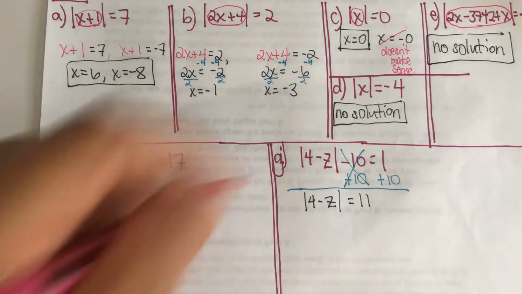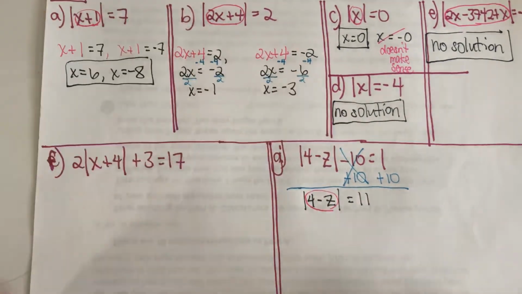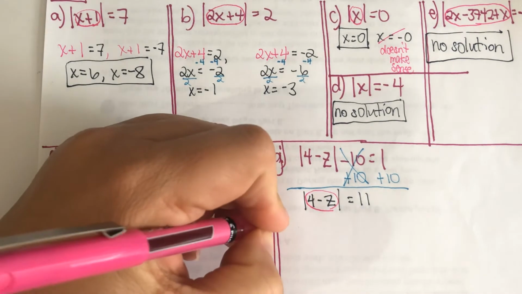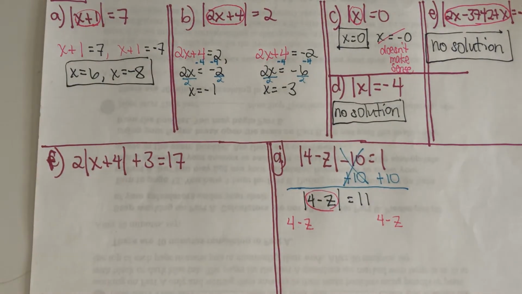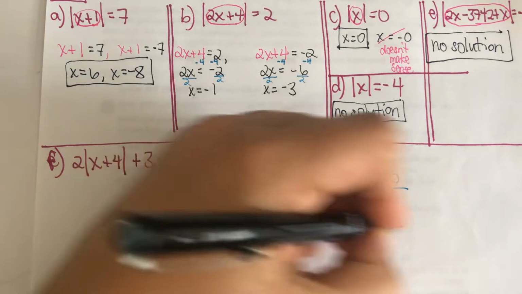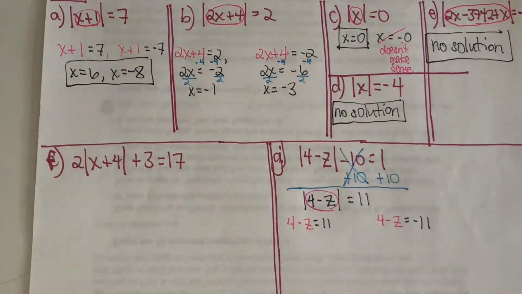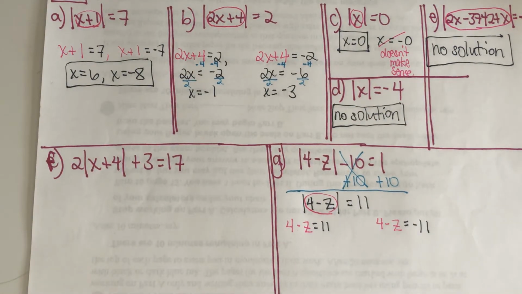I'm sorry, I didn't mention, I'm going to go out of order because G is a little bit easier than F. I'm not sure why I wrote them in that order. The thing inside of the absolute value, once it's by itself, is going to equal positive and negative of the number. And then now I can solve.